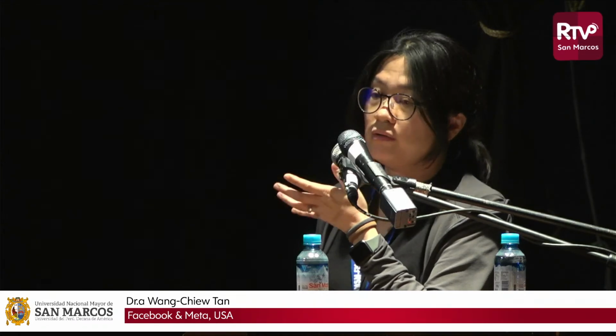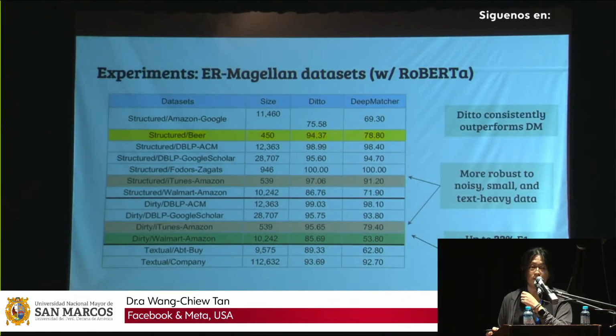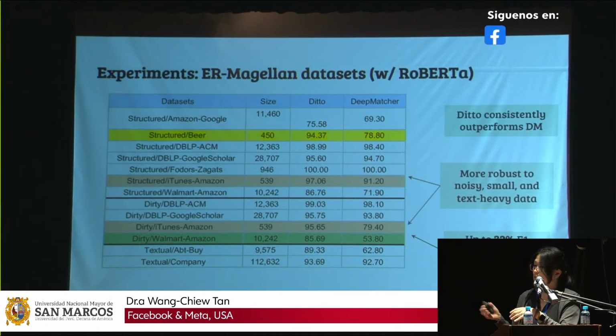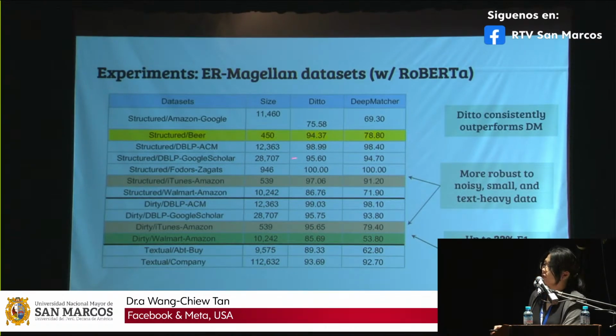Certain highlights are that even for small data sets, like 450 pairs, it was already doing much better than DeepMatcher. 450 pairs means we have less training data. We're dividing it 3-1-1 between training, test, and validation. So these two are the data sets with a small number of pairs. The other interesting thing is that for dirty data sets, it was doing much better. If you look at this row, 85% versus 53% was significantly better.